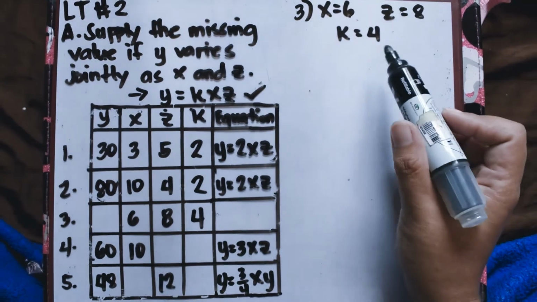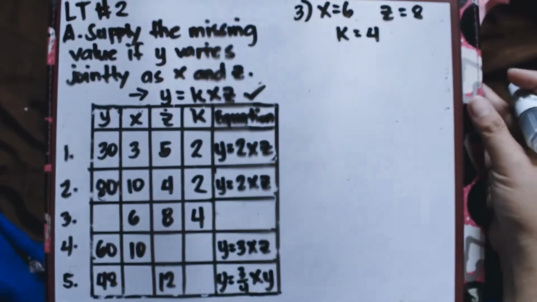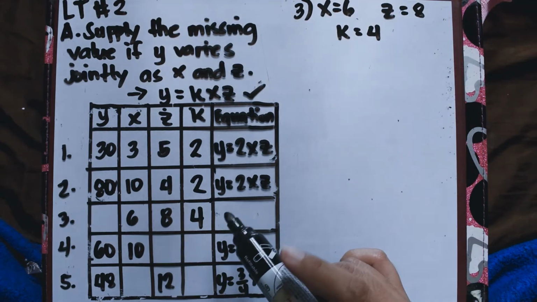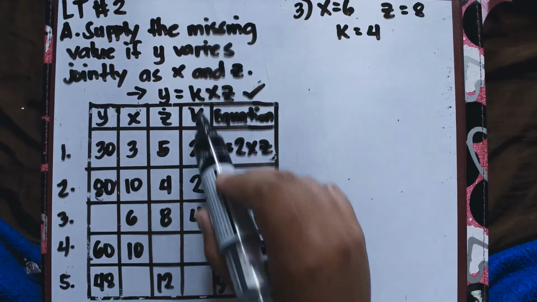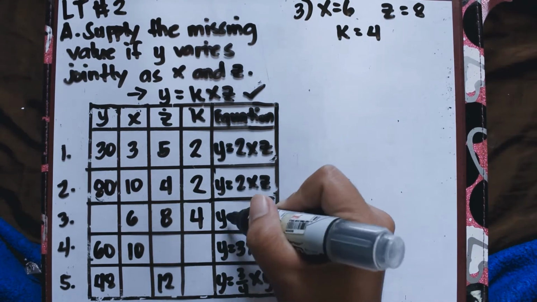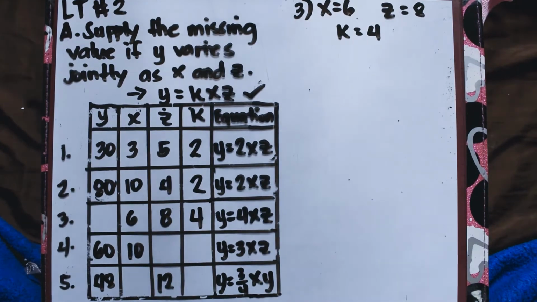Okay. So, again, sinulat ko na rin yung given natin sa number 3. Our x is 6, z is 8, and our constant is 4. So, again, kapag may constant na, madali na lang natin masusulat sa equation. Pwede ko na hindi lagyan ng solution dito. So, our equation will be, papalitan lang natin yung k ng constant, which is 4. So, our equation will be y is equal to 4 dahil yun yung ating constant, x, z. Nakuha. So, yun po.